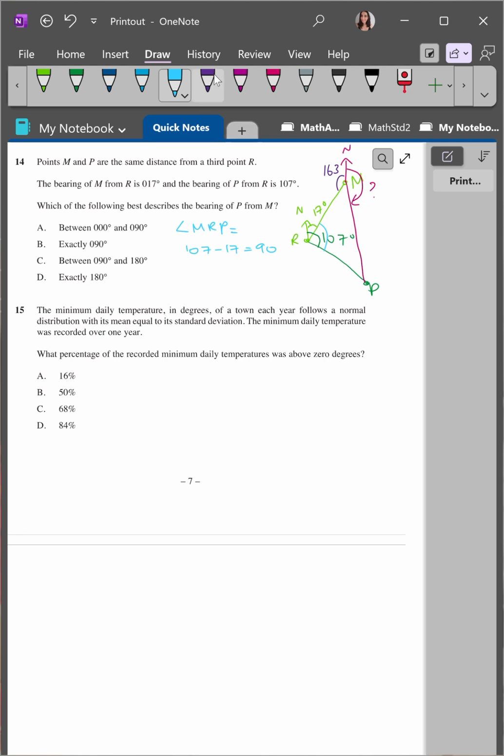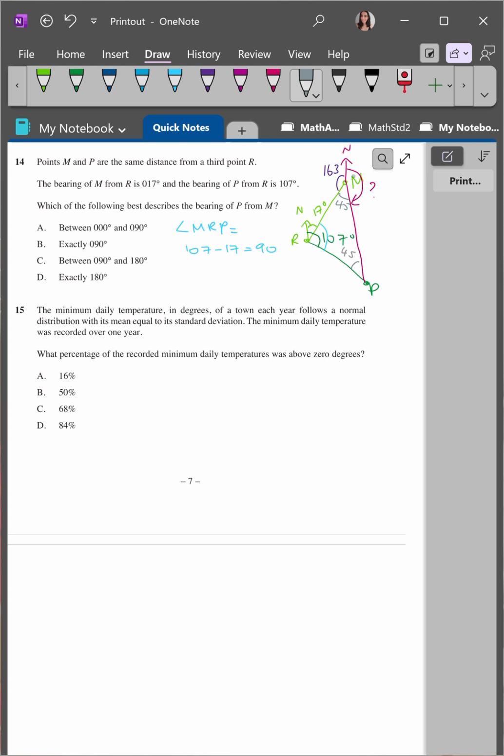So this angle, let's do this in grey, this angle and this angle, the grey ones, they're equal. And if the angles in a triangle add up to 180 and it's a right angle and it's isosceles, that means this is 45 and this is 45.